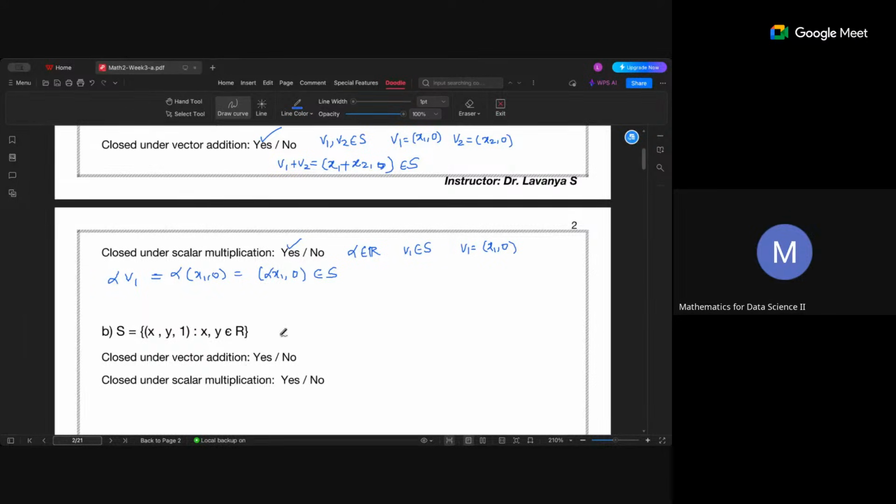Okay, fine. So let's try a similar thing for this set. We want to check whether it is closed under vector addition first. So we have to take two vectors V1 and V2 in S. Okay. So how do they look? Can anyone say how we can write V1? You take a hint from the previous question and try.